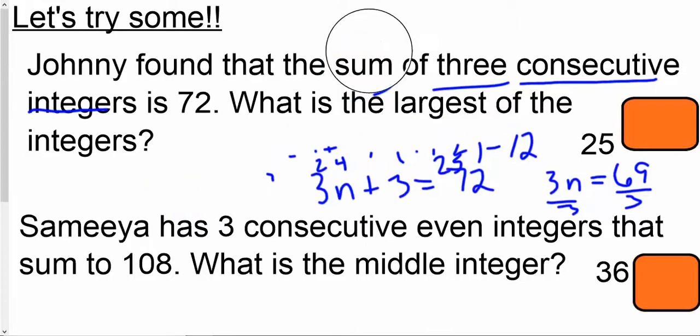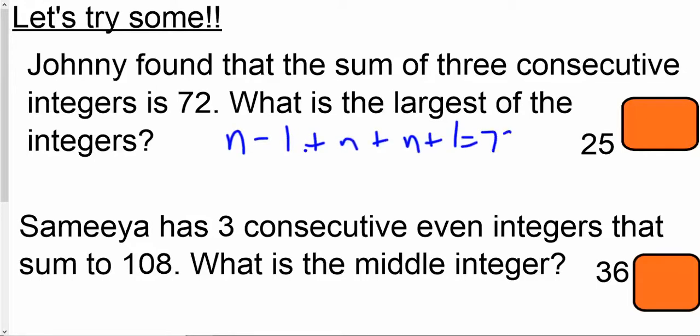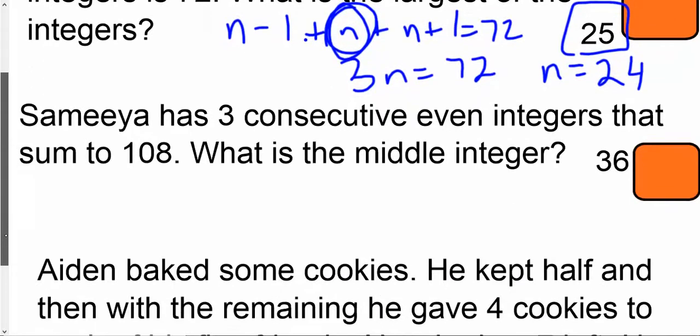Now, if we want to do it the other way that we talked about, where you make n the middle integer, then what you could do is say, well, technically, if it's n minus 1 plus n plus n plus 1 equals 72, then 3n equals 72. And now all we have to do is divide by 3 to get n is 24. Because again, remember, n is this middle integer. And so the largest would be one more at 25. So 2 different ways we can try that one out.